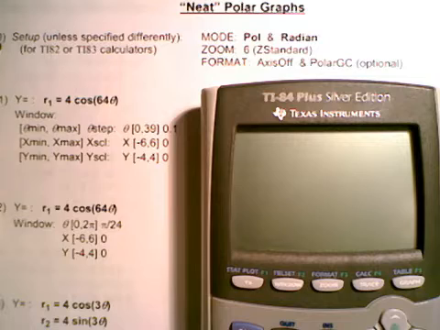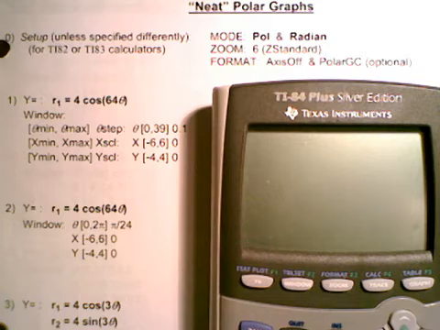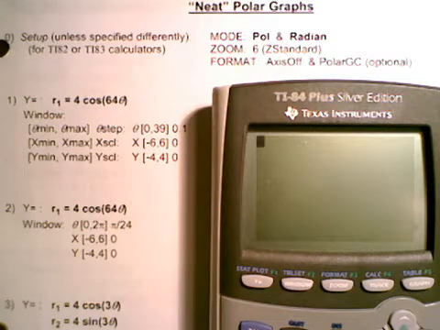So in the first part of this first video, I'm going to have you work with your calculator and type in some polar functions, just to get a feel for what a polar graph would look like. If you don't want to see what polar graphs look like, then you don't even need to watch this video. But it's kind of cool. You're going to see some new things you haven't seen before.